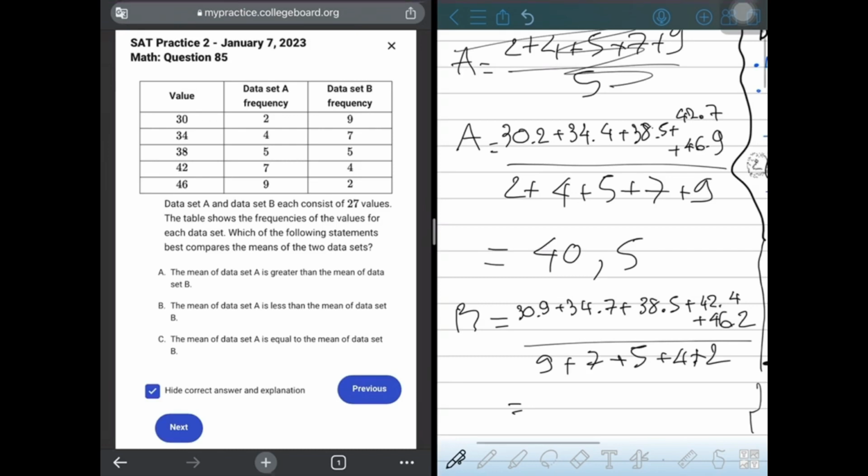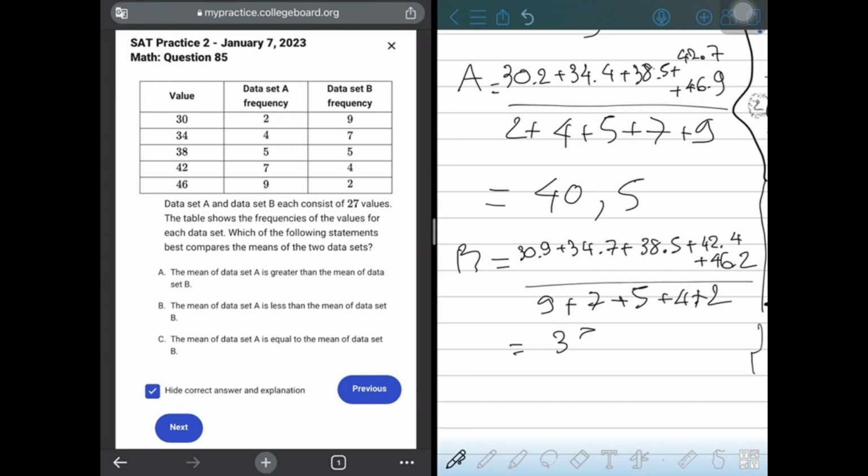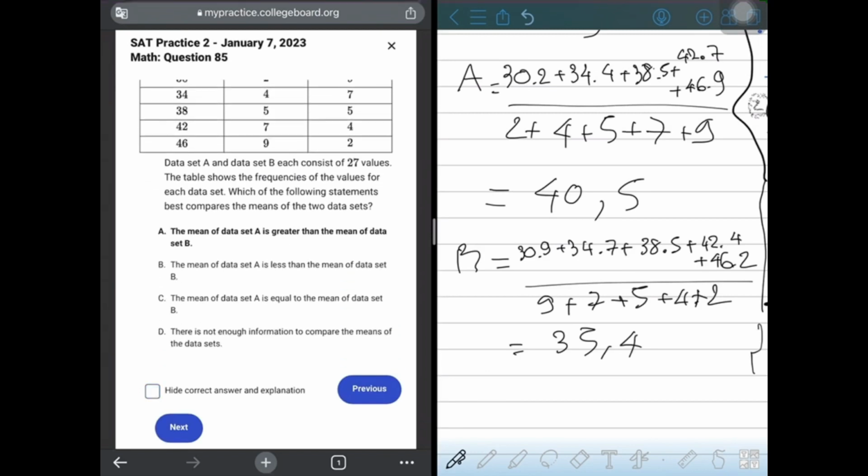It equals 35.4, so the mean of data set A is greater than set B. So the correct answer is A. Right.